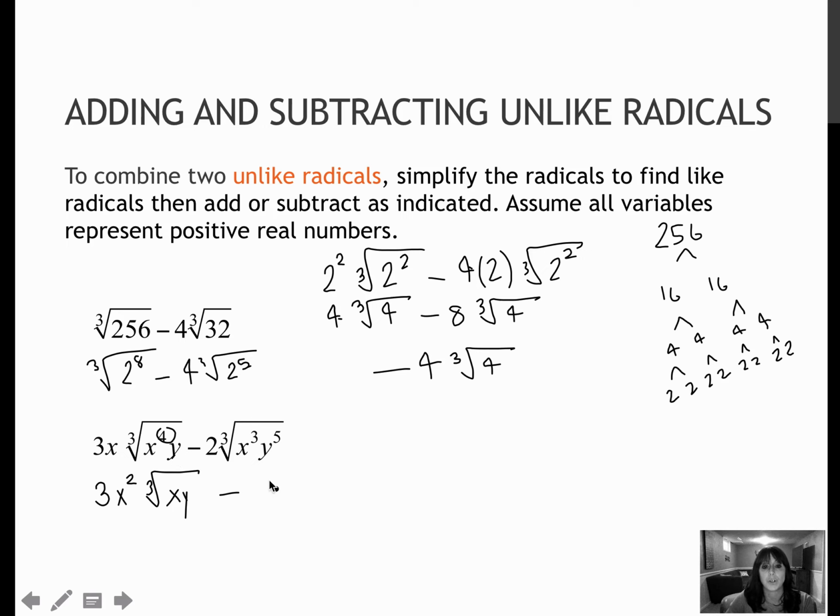For my other term, 3 divided by 3 gives me an x on the outside. 5 divided by 3 gives me a y on the outside with 2 y's left on the inside. Notice this is the cube root of xy, this is the cube root of y squared. Those are not like terms, so I can't combine them. So that's all I can do on that one. I can't add or subtract.